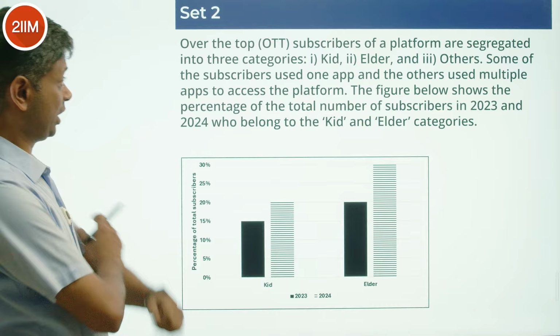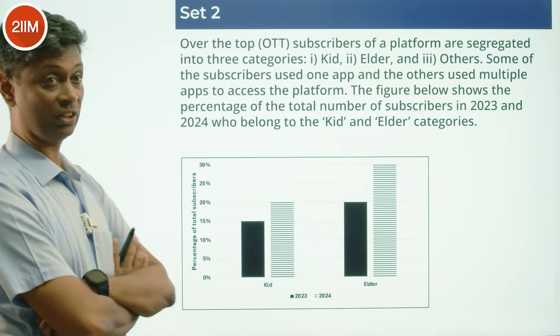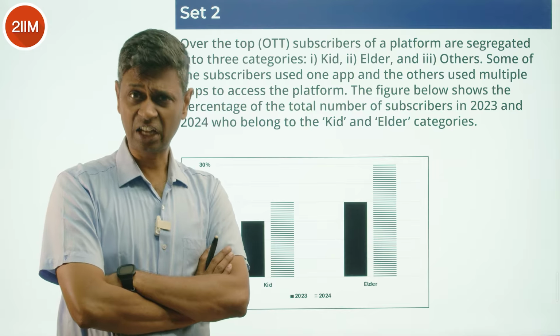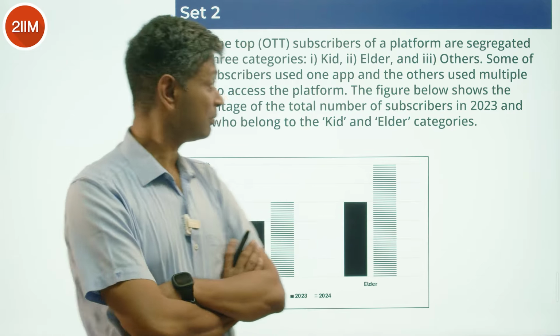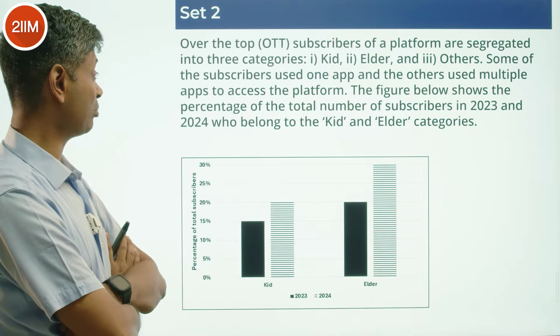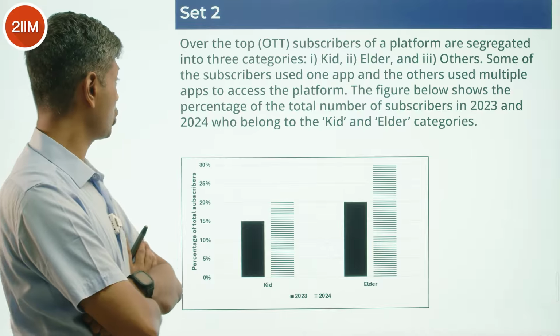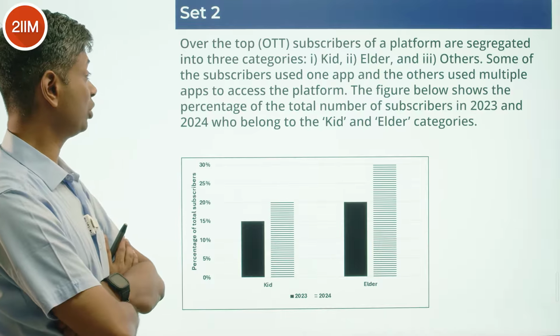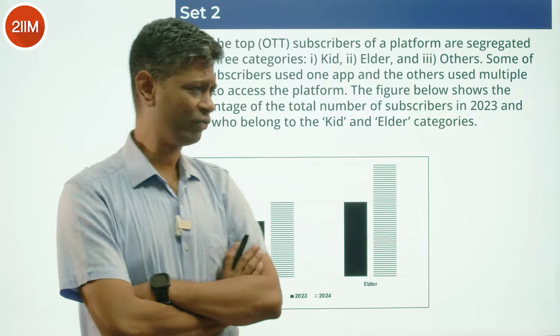Over-the-top subscribers of a platform are segregated into 3 categories: kid, elder and others. When I didn't get it, first I thought it was kids and elders. But some of these subscribers used one app and others used multiple apps to access the platform. The figure below shows the percentage of the total number of subscribers in 2023 and 24 who belong to kid and elder categories. And I went through these numbers.